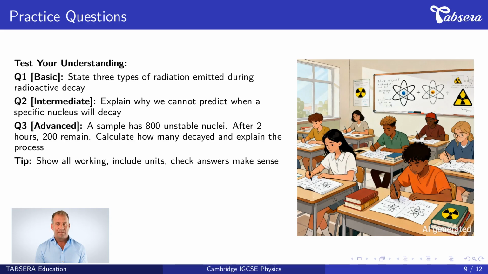Question 3 is advanced level. The question is, a sample has 800 unstable nuclei. After 2 hours, 200 remain. Calculate how many decayed and explain the process. This tests your analytical skills and understanding of the decay process.